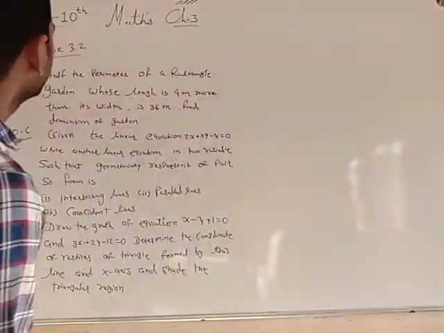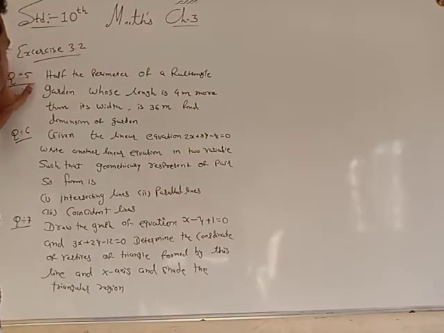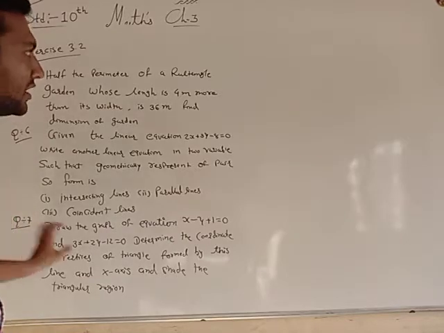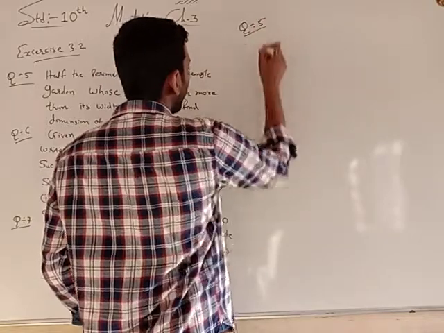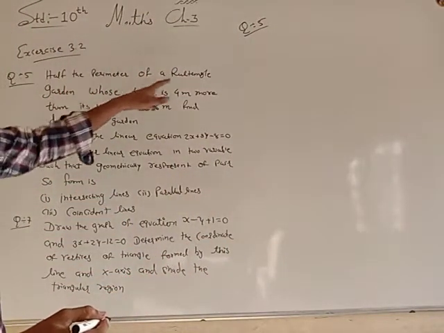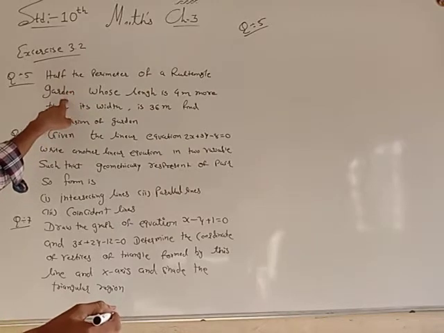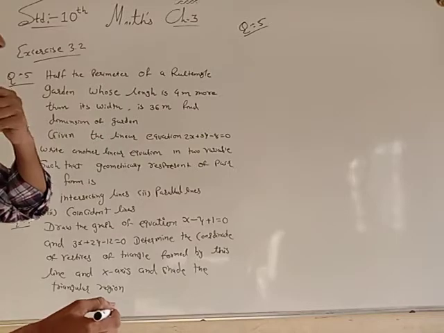Exercise 3.2 up to the 4th sum we did. Now we will do question number 5, question number 6 and question number 7. Let us start. Question number 5. Half the perimeter of a rectangular garden whose length is 4 more than its width.